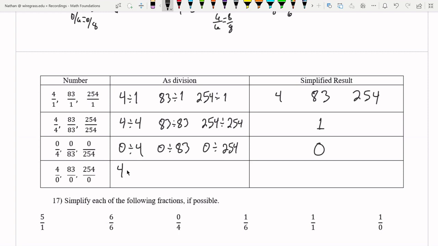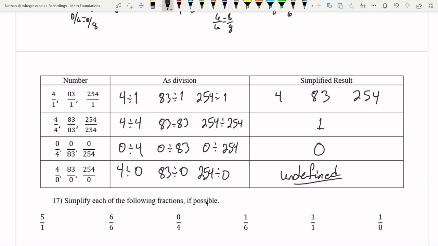Alternatively, if we have a number divided by 0, this is not allowed in mathematics. You cannot divide by 0. It creates a lot of issues. It gives you a lot of incorrect answers. This is undefined. That's the way we label that in mathematics.